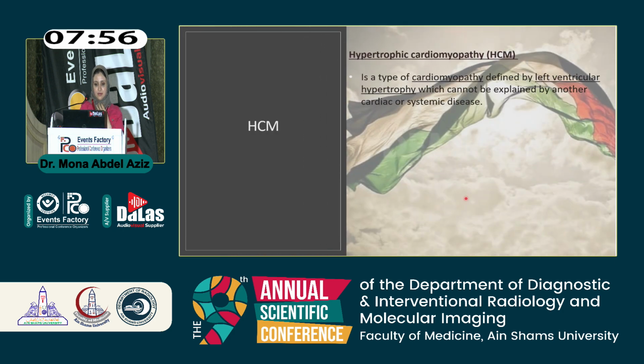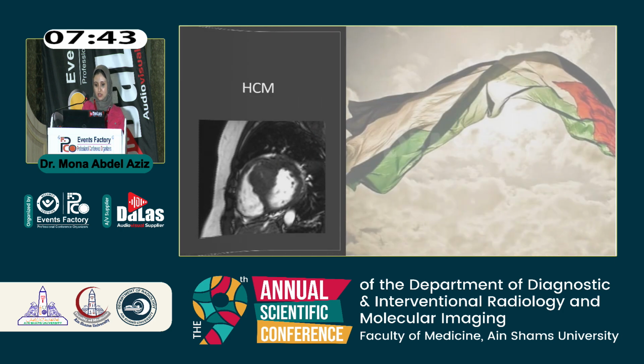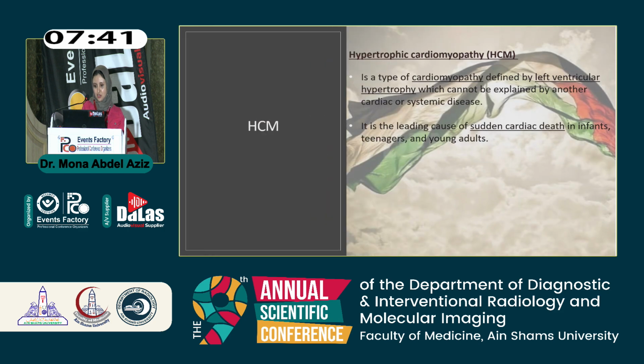And the second most important and most common cause is hypertrophic cardiomyopathy, which is defined by left ventricular hypertrophy that cannot be explained by any other cardiac or systemic disease. And it is one of the leading causes of sudden cardiac death in infants, teenagers, and young adults.